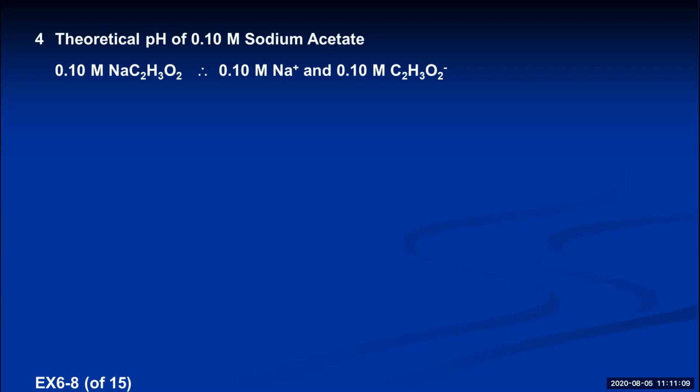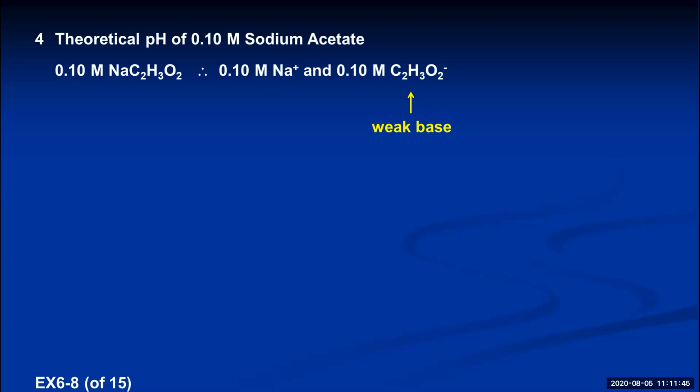Now, what's that sodium ion? Sodium ion comes from a strong base, sodium hydroxide, so the sodium ion is a non-acid, doesn't do anything. The acetate ion comes from acetic acid, which is a weak acid, so the acetate ion must be a weak base. And if this is a weak base, that's going to react with water and it's going to create hydroxide ions, and you're going to have a basic solution. So we're going to calculate the pH from the reaction of the acetate ion acting as a base, and that reaction will have an equilibrium constant, and that equilibrium constant is called the Kb.